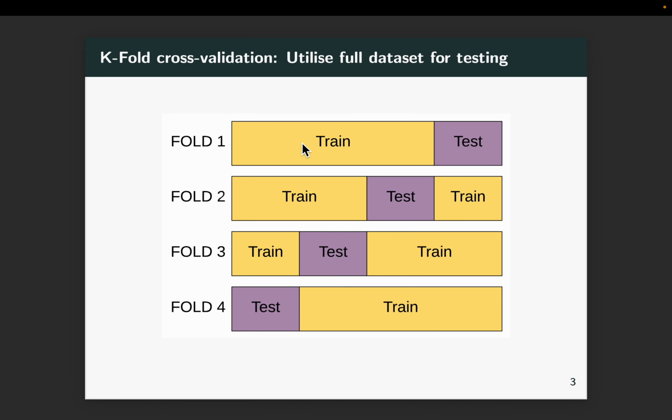But then you get the question, what is your overall model? You don't have a single model now, right? In the train test split, you train on the training data, you test on the testing, you have a single model. But now you have 4 different models. What do you do about that?